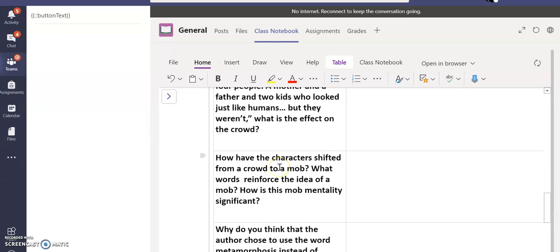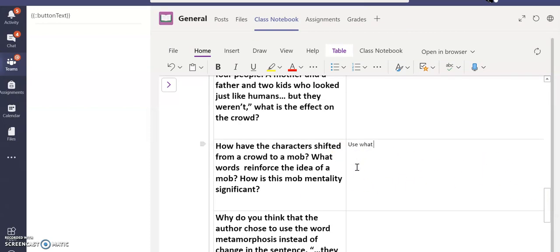How have the characters shifted from a crowd to a mob? What words reinforce the idea of a mob? And how is this mob mentality significant? So they went from nice, peaceful neighbors where everybody got along, and they turned into a crazy mob where they're all against each other and nobody's thinking for themselves and they're quick to judge. So I want you to think about that and explain it. Use what you learned from the first lesson, mob mentality. Everything connects.